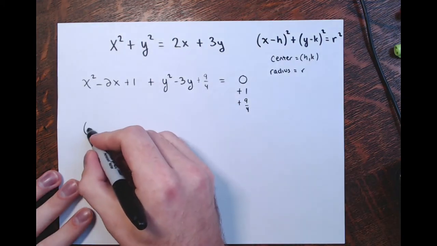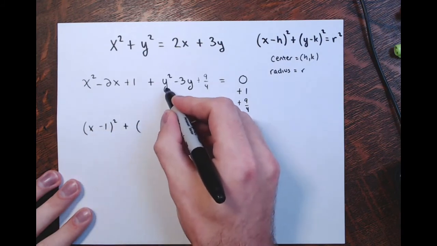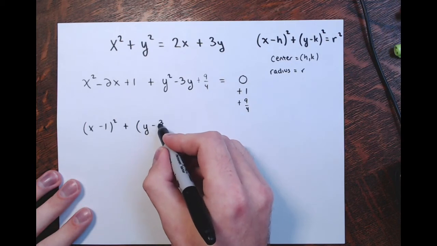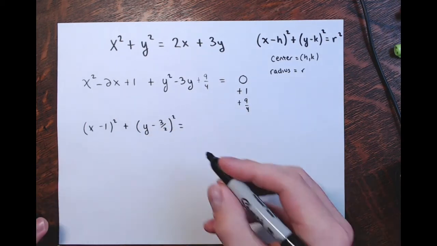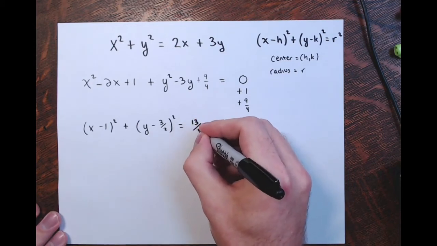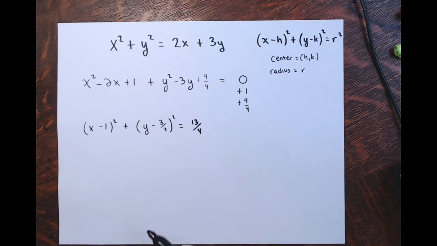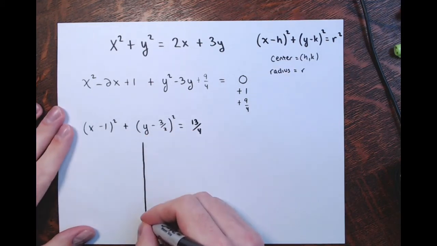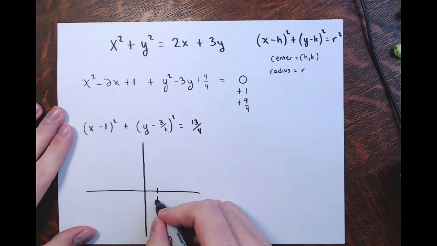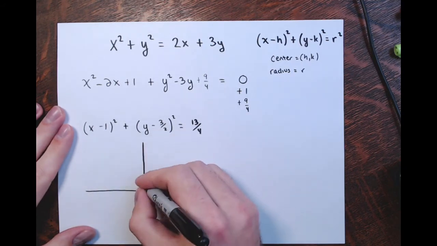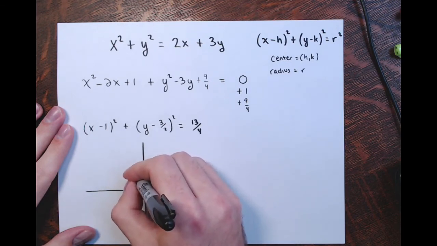Then over here we have the quantity x minus 1 squared plus the quantity y minus 3 halves squared equals, and then over here this is positive 13 fourths, right? 4 fourths plus 9 fourths. And this is the equation of a circle whose center is at the point 1 and then 1.5, 3 halves. So here's 1, 2, and then 3 halves right here.